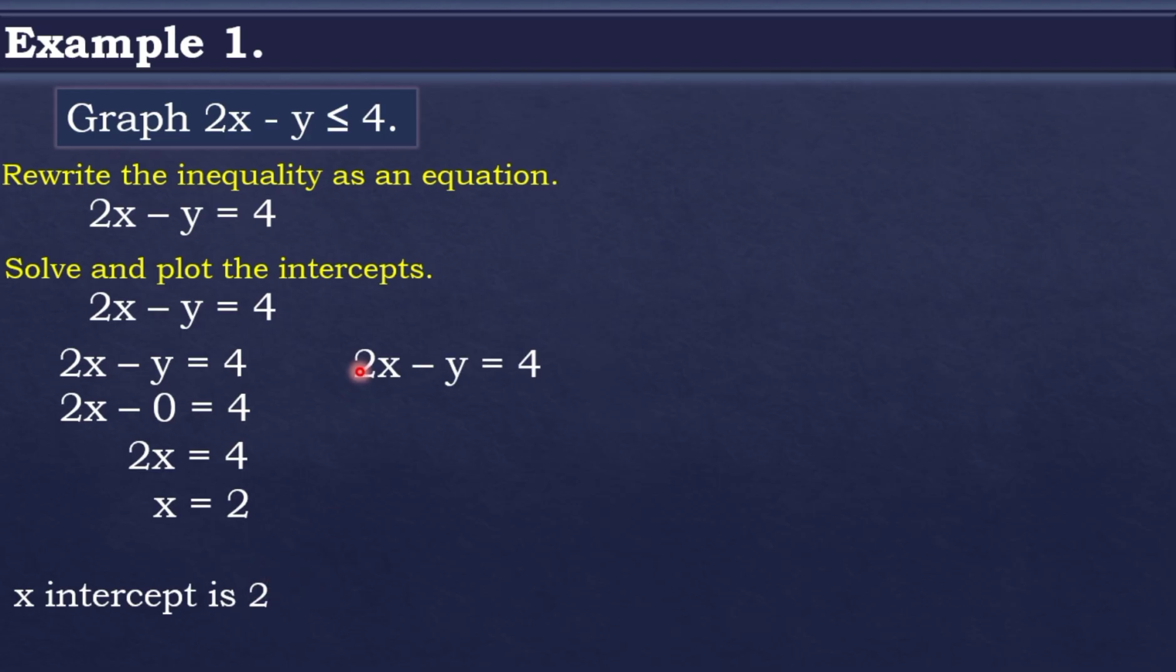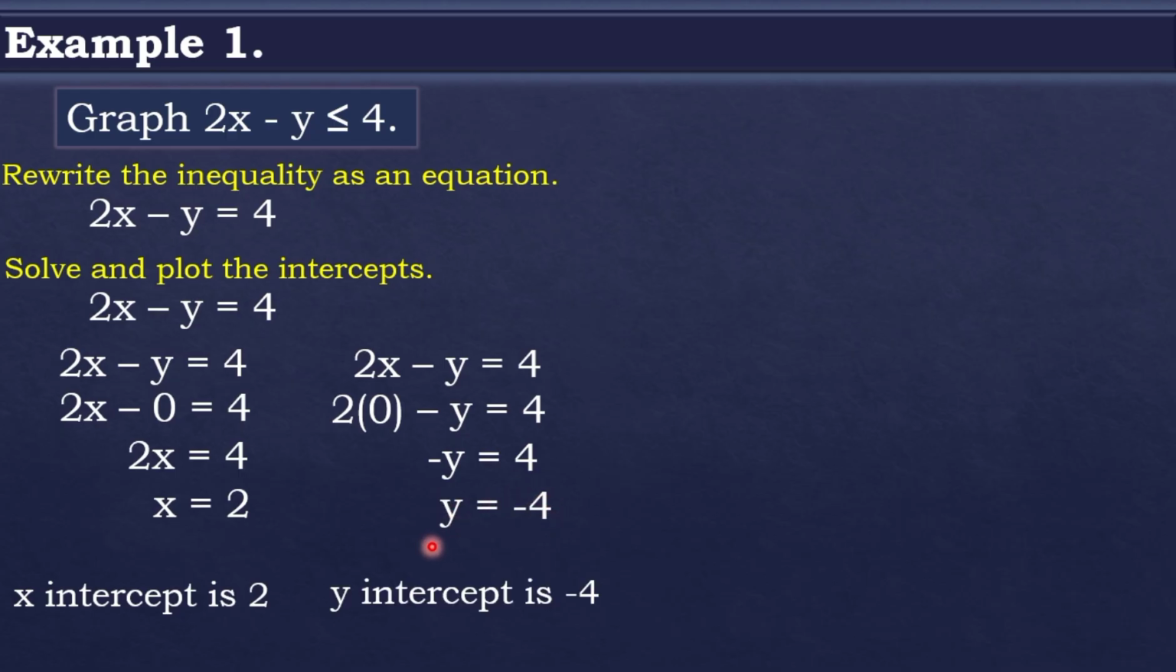And, let us now get the y-intercept. So, your y-intercept is 2x minus y is equal to 4. So, we will let x is equal to 0. Gagawin natin itong 0. So, this is already 0. So, ang maiiwan na lang ay negative y is equal to 4. And we cannot have negative dito sa ating variable. So, therefore, that is y is equal to negative 4. Therefore, your y-intercept is equal to negative 4.